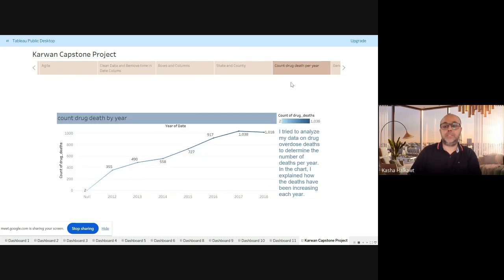And here is a count of drug deaths per year. I try to analyze my data on drug overdose death to determine the number of deaths per year in the chart. And I explained how the deaths have been increasing each year. It started in 2012 at 355 and increased to 1018 in 2018. It's higher in 2018 and lower in 2012, over 6 years.